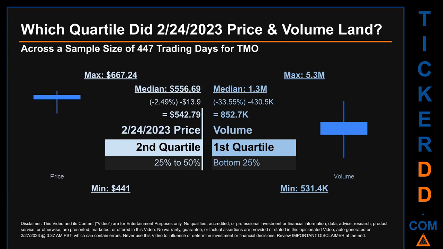Quartiles tell us about the spread of a data set by breaking that data set into quarters, just like how the median breaks the set into half. Descriptively, TMO has a median price of $556.69. Therefore, February 24, 2023 price was lower from that middle marker by 2.49%. The day's volume of 852.7 thousand was less than the median by 33.55%.